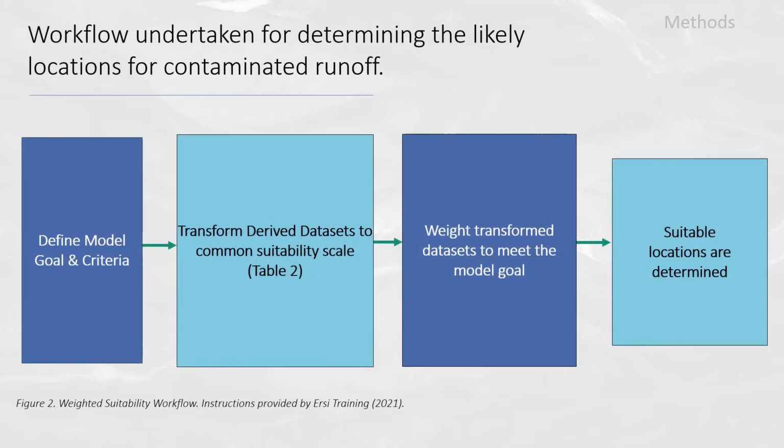Figure 2 shows the workflow undertaken for determining the likely locations for contaminated runoff. The workflow of the model requires defining the model goal and criteria, which is to identify the most fitting locations in the Forest of Dean for potentially contaminated runoff from abandoned coal mines, considering the chosen variables.